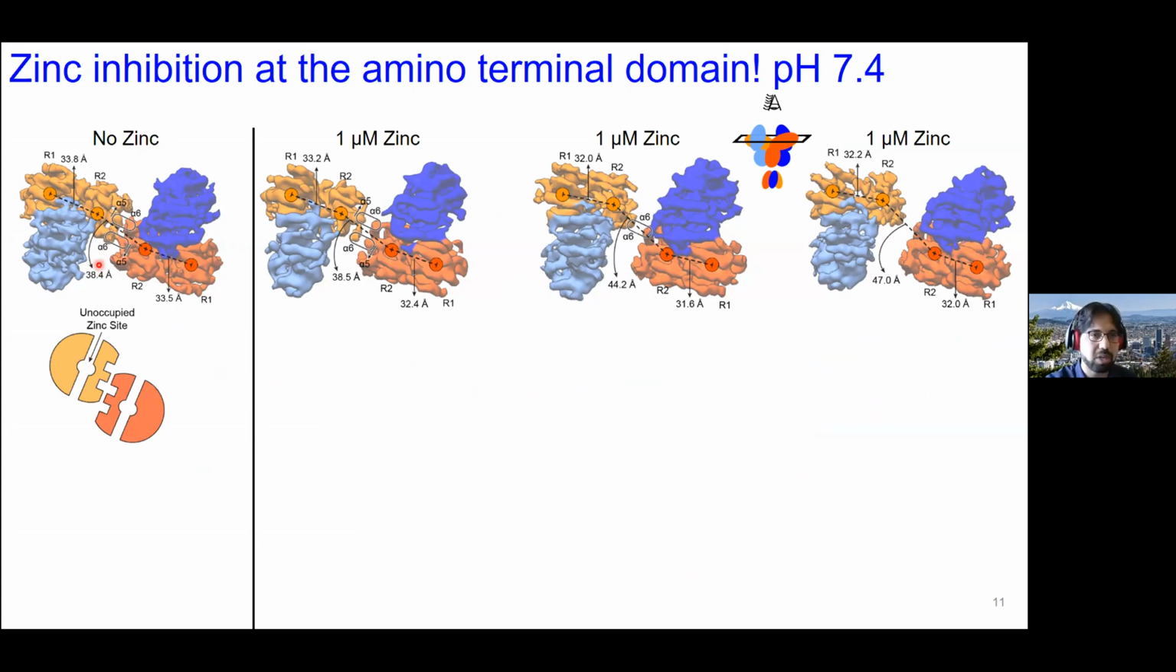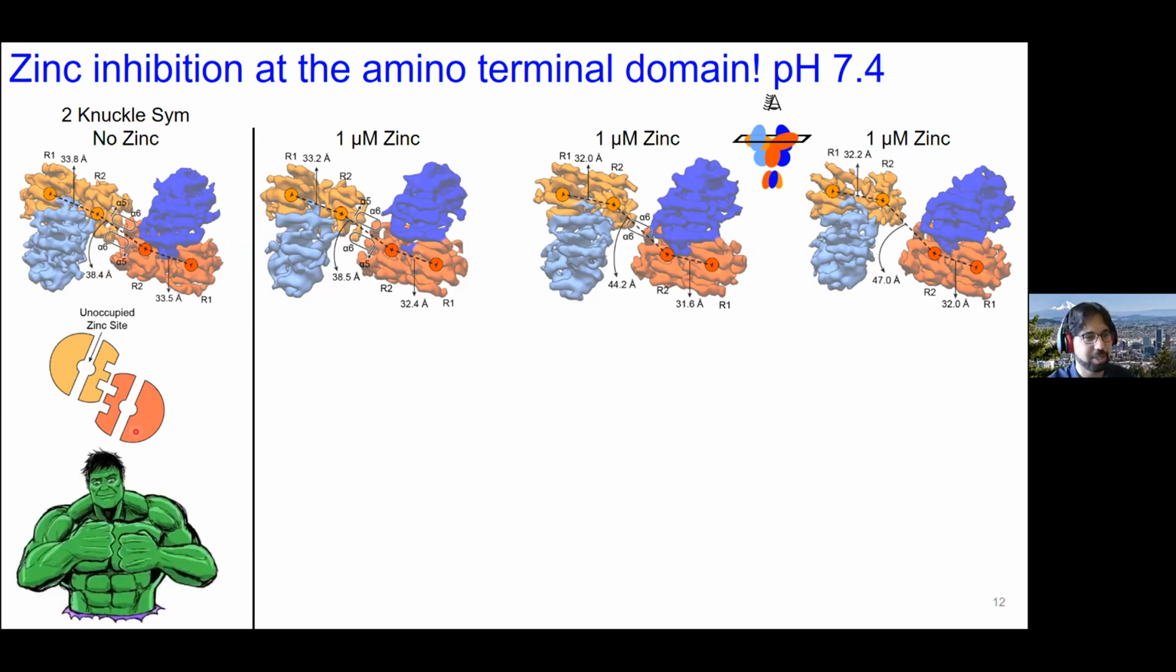We also noticed that there are 2 alpha helices at the central axis of the receptor, where these 2 subunits are interacting with each other. And to me, this really looked like 2 fists kind of coming together, doing a fist bump with 2 knuckles touching each other. So we call this the 2-knuckle symmetric or 2-knuckle sym state, because both sides are unoccupied by zinc.